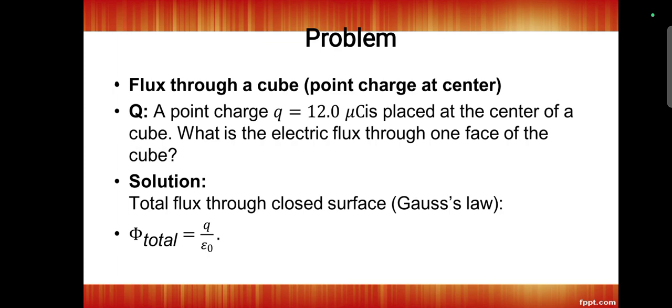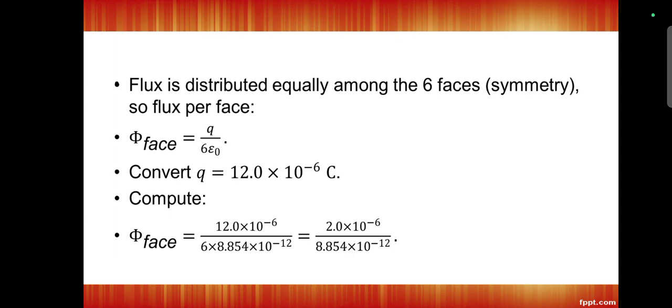According to Gauss law, the total flux through a closed surface is phi total equal to Q divided by epsilon naught. The flux is distributed equally among the 6 faces, since they are symmetric faces. So the flux per face is the same in all 6 faces. So flux per face is equal to Q divided by 6 epsilon naught, where 6 is because there are 6 faces.